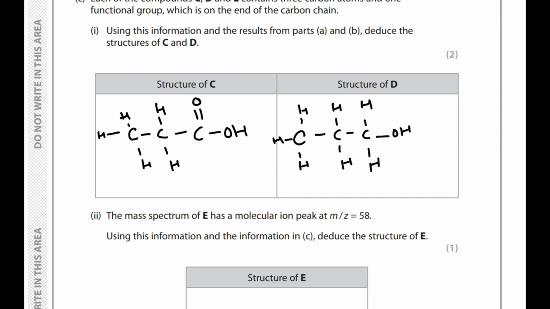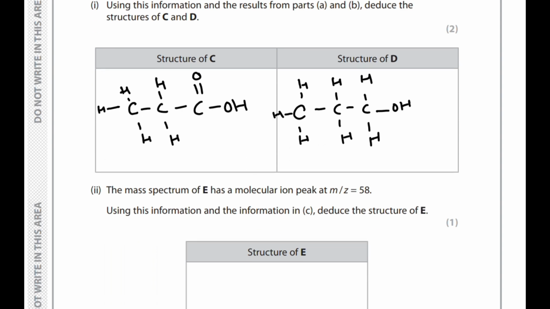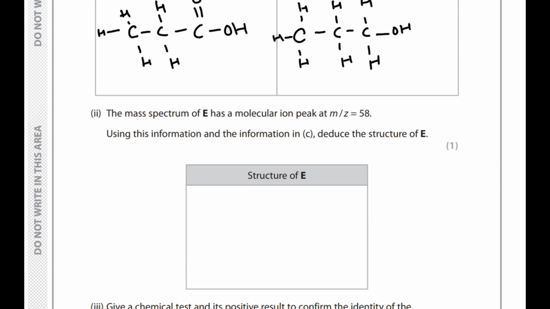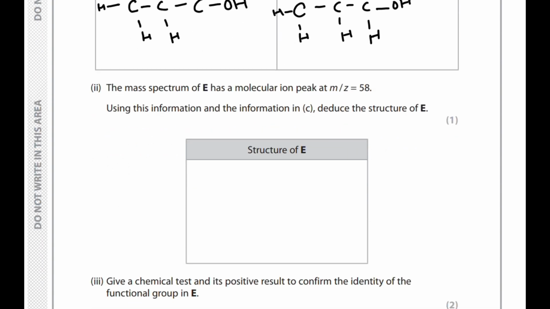So what is the structure of E? It's not a carboxylic acid, not an alcohol. So what is this? Basically, it can be an aldehyde. So if you check and confirm through its molecular mass, you can find out that it's an aldehyde. So basically E is an aldehyde.